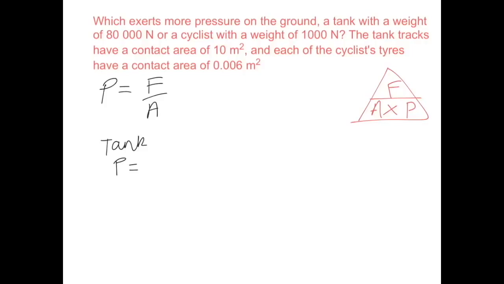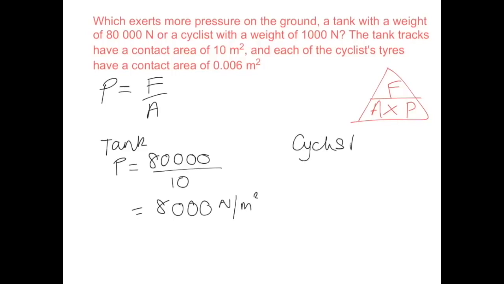That is newtons, and therefore we can use them interchangeably. So that's 80,000 divided by the area, which I've been told is 10. And here's the answer: 8,000 newtons per metre squared. Now let's look at the cyclist. The pressure will equal the force again, which this time is 1,000 newtons, divided by the area.